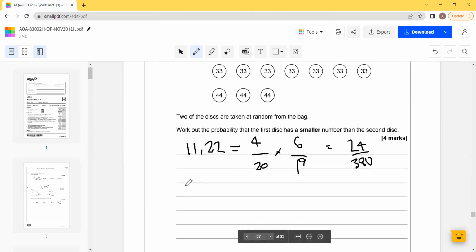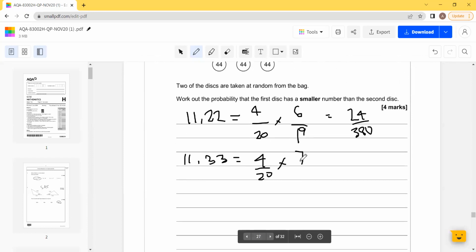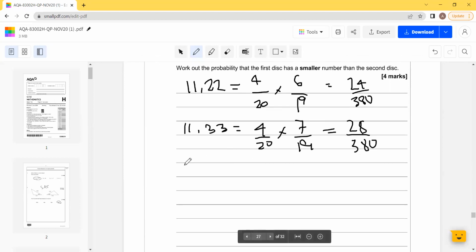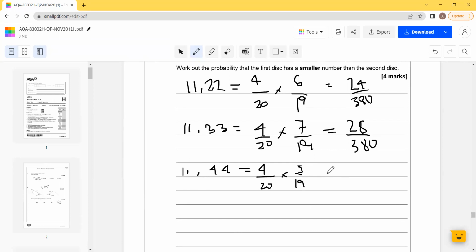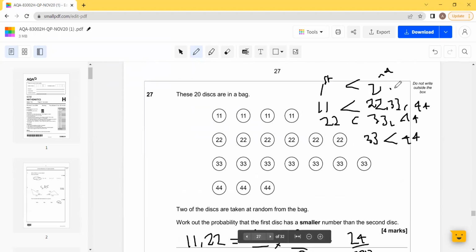Okay, so now what's the probability of getting 11 and a 33? Well, the probability of getting 11 is still 4 out of 20. And the probability of getting 33 is now 7 over 19, which is 28 over 380. Getting 11 and then a 44 is 4 over 20 multiplied by 3 over 19, which is 12 over 380. So now we've calculated the probabilities of all of these events. Let's put a tick next to it.